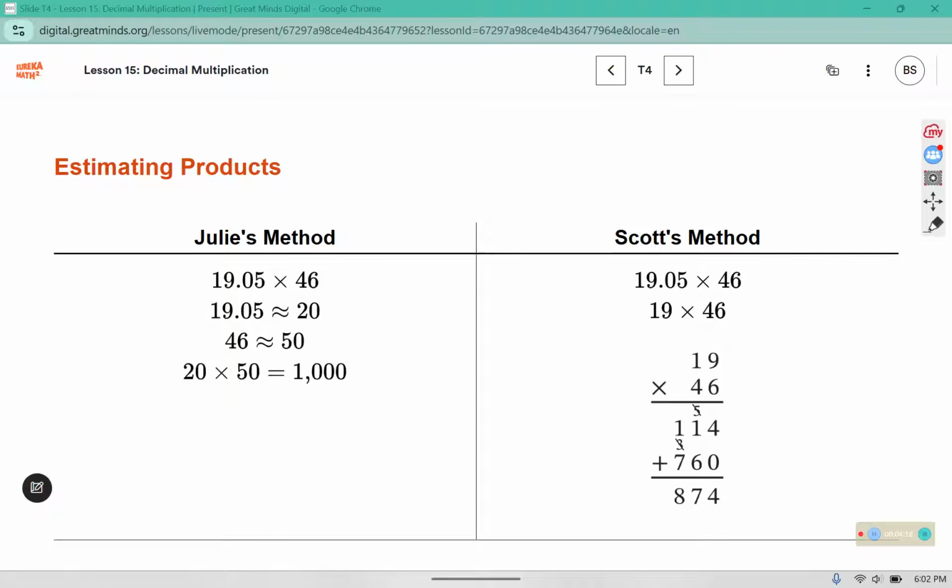So we are going to look at these two different methods. We can see that Julie approximated that 19 is around 20 and 46 is about 50. So 20 times 50 comes out to around 1,000 millimeters. Whereas Scott looked at 19 and 46 and multiplied those to get 874 millimeters. So we know, since Julie rounded up and Scott rounded down, that our actual answer is between 876 and 1000.